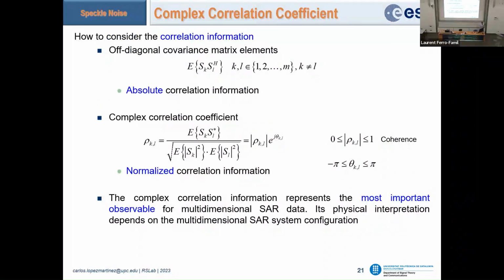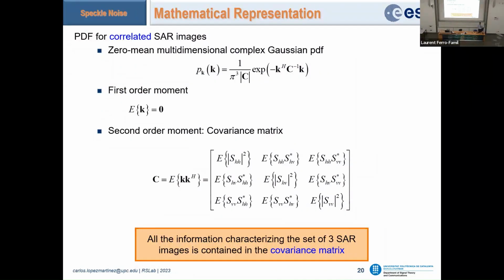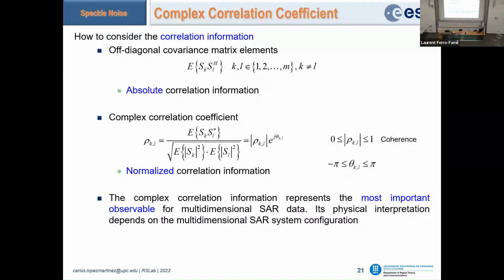So how do we interpret the information of this matrix? I will go into it later on, but basically on the diagonal you have the power information. You have the power of transmitting H, receiving H, and all the possible combinations. The off-diagonal elements refer to the statistical correlation between the images, how correlated they are, okay? We can interpret this correlation information in absolute terms, as I gave here, the expectation of S_k S_l complex conjugate, and we get this information. The correlation is essentially how similar statistically both images are.